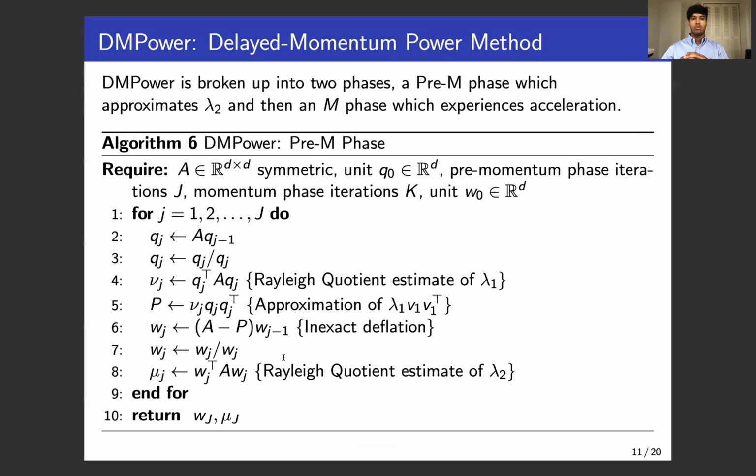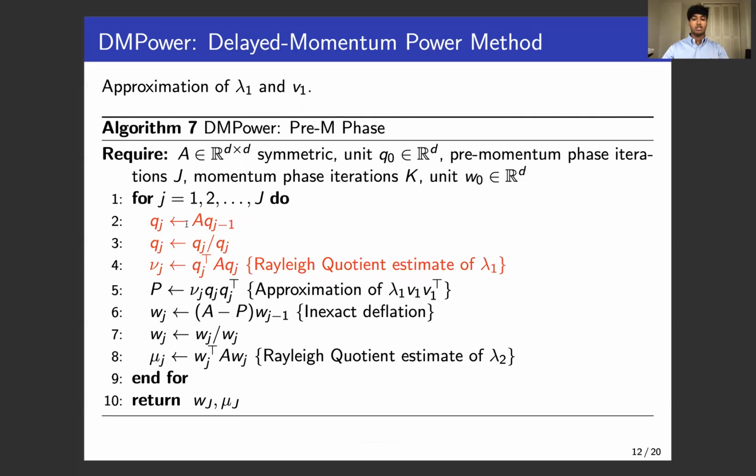Okay? So now we're going to discuss our contribution, which we call DM power, which stands for delayed momentum power method. So it's broken up into two phases, the pre-M, pre-momentum phase, and the M phase, which is the momentum phase. Okay, so we're going to discuss the pre-M phase first. What happens first looks very similar to a classical power method. We run the classical power method on A, and as you can see here, we are acquiring approximates of the dominant eigenvalue eigenvector pair.